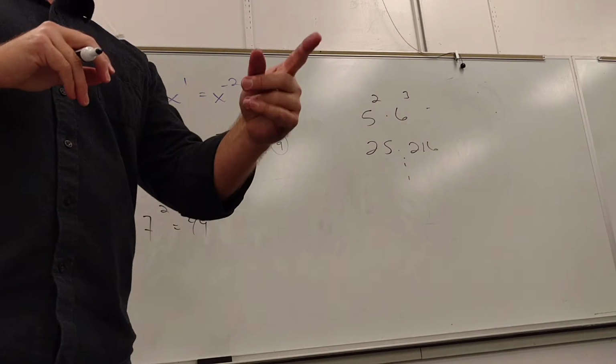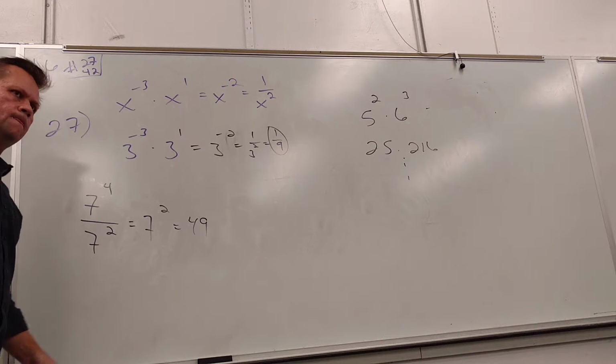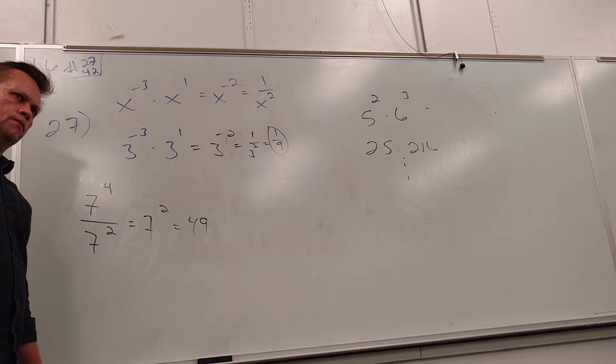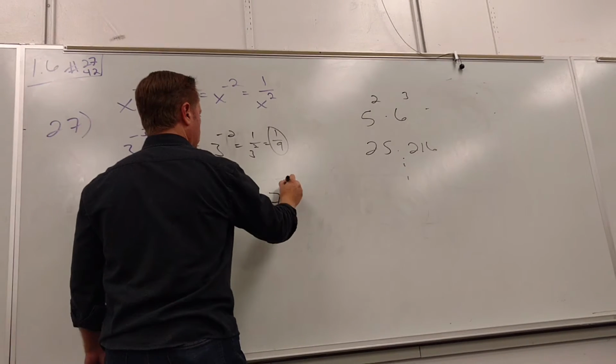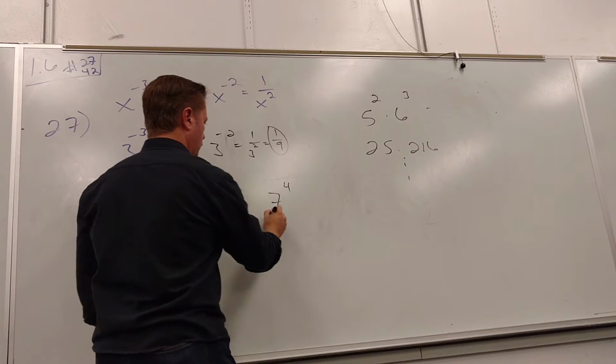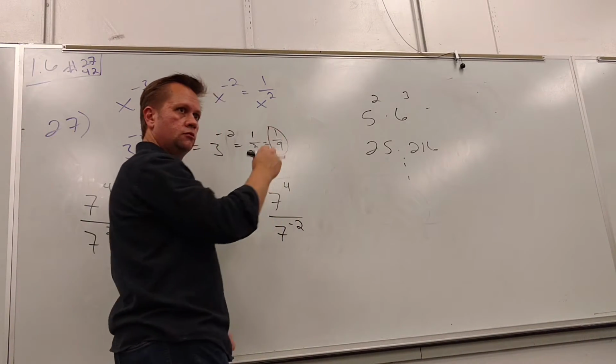What if you had 7 to the 4th, and then it was over 7 to the negative 2? Yeah. All right, cool.